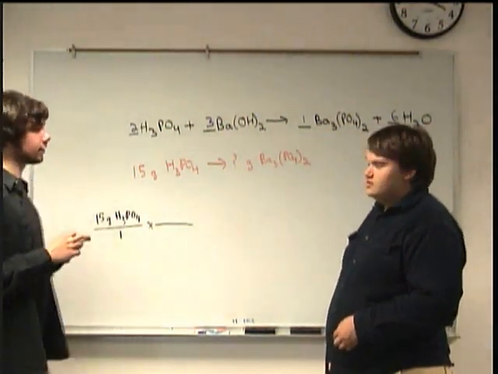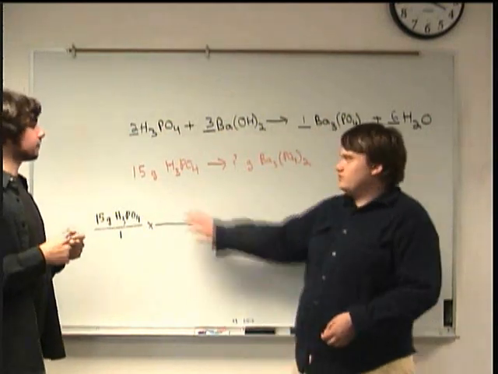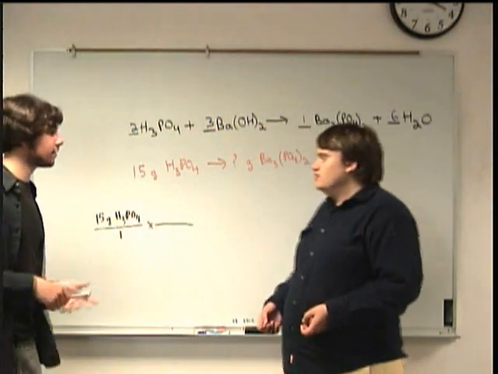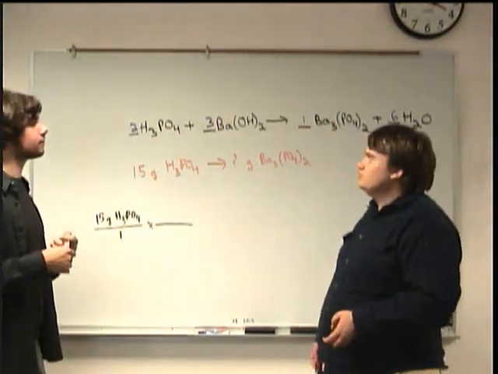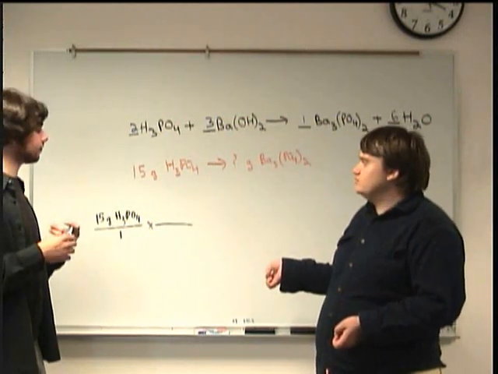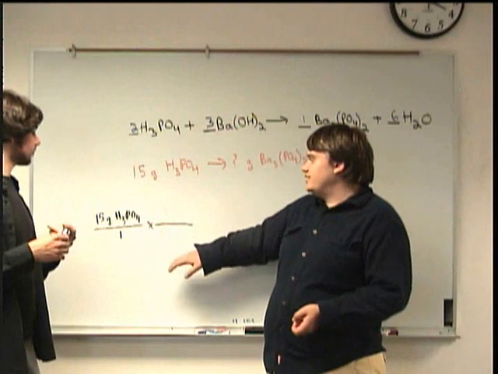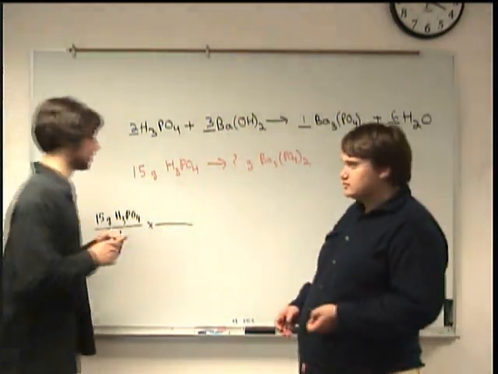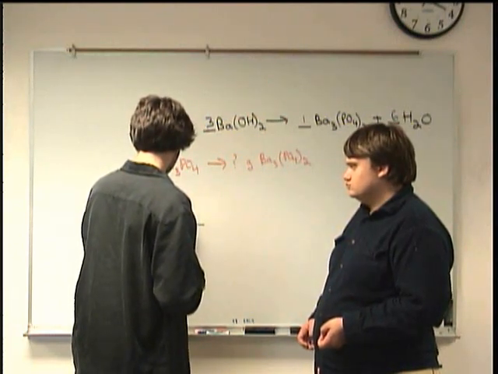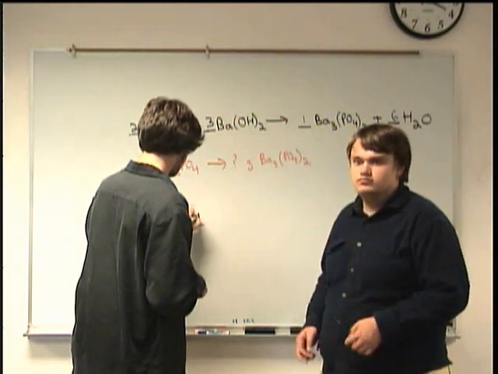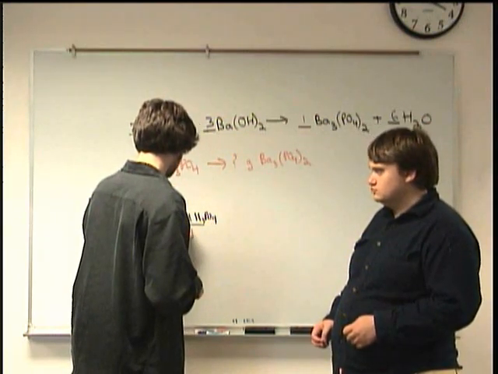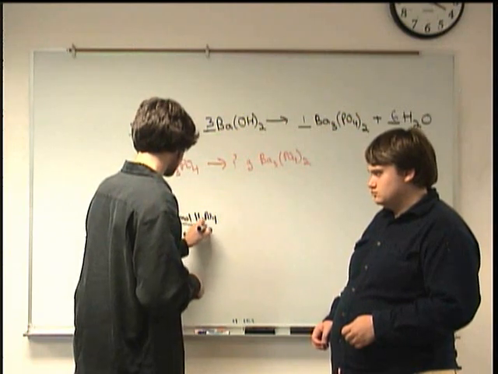Now, what are we going to do after that? Well, you can't directly compare grams of this to grams of this, because they're two different things. But you can compare moles. Yes, mole ratio. So I guess you would use the molar mass to convert this to moles. Exactly. So we put moles of the phosphoric acid up here on top, and then we'll have the grams down here since we're trying to cancel out grams.